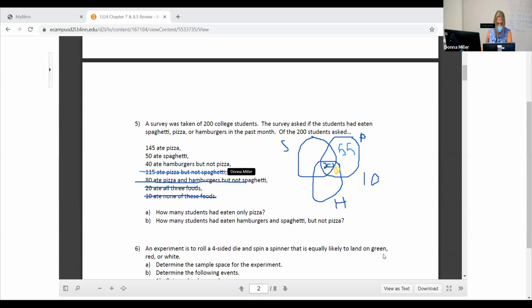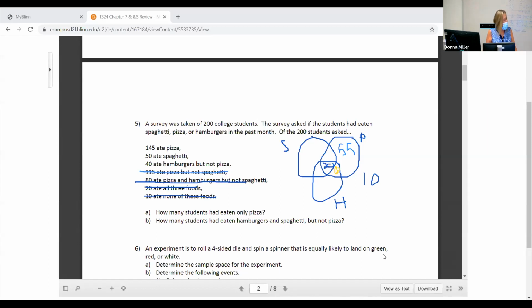Hamburgers, but not pizza. Okay, I can do that now. So hamburgers, but not pizza would be excluding this, right? Oh, that's not going to work, I need this, right? So we're going to hold on to that one. 58 spaghetti. I did 145 8 pizza. Let's go to that one, right? Because we can pull that one in.